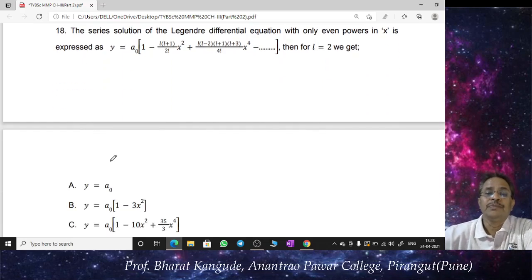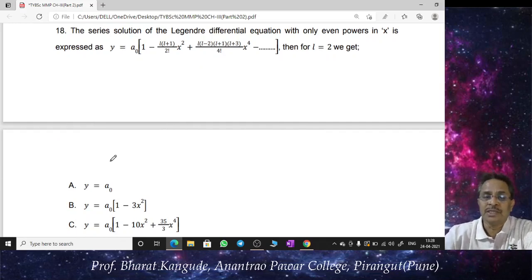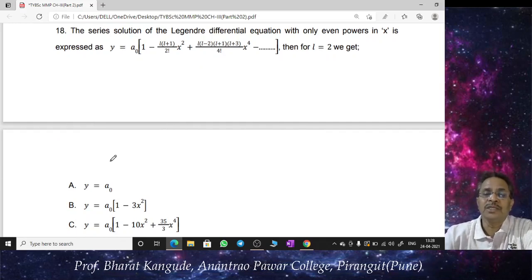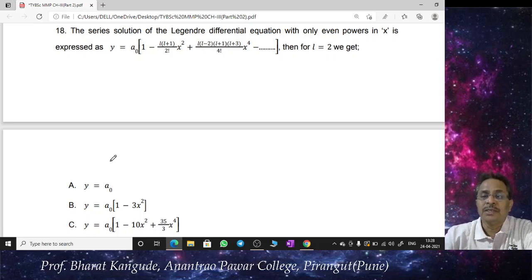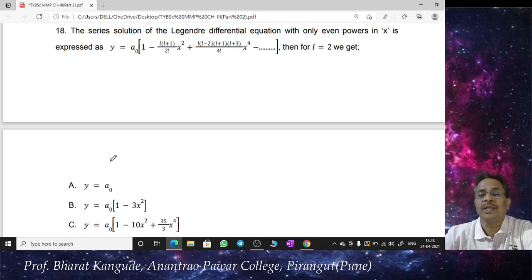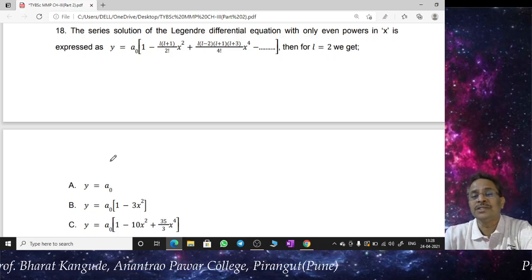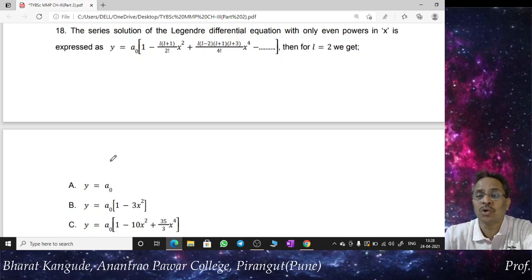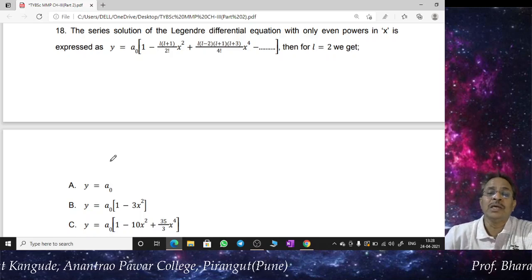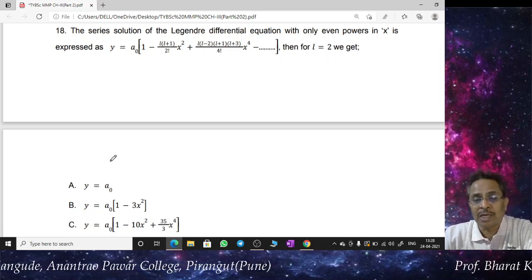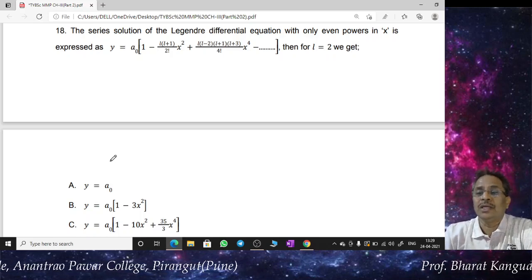Now question number 18. The series solution of the Legendre differential equation with only even powers of x is expressed as y is equal to a0 times, in the bracket, 1 minus l into l plus 1 upon 2 factorial into x square plus l into l minus 2 into l plus 1 into l plus 3 upon 4 factorial multiplied by x raised to 4. Similarly, the next term is l into l minus 2 into l minus 4 into l plus 1 into l plus 3 into l plus 5 upon 6 factorial into x raised to 6, likewise. So alternate plus and minus terms will be there. This is the given infinite series for even powers of x.